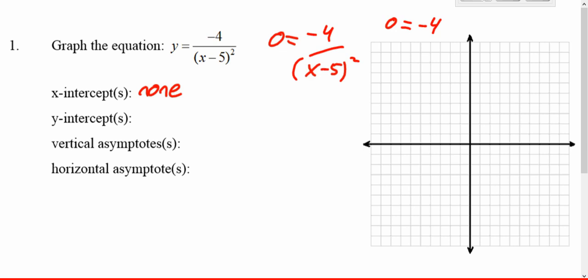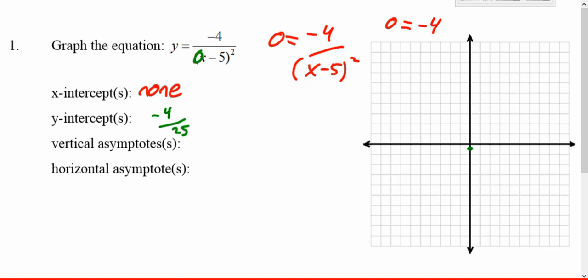To find the y-intercept, you plug in 0 for x. So when we plug in 0 for x, we get -4 over -5 squared, which is 25. There's our y-intercept. Right about there.